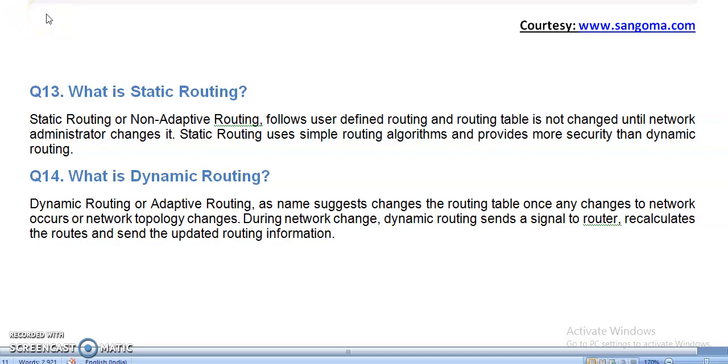So it means, when we are talking about static routing, the routing remains the same. No matter whatever happens, it will follow the same routing protocols. Whereas in dynamic routing, the routing will be changed according to the network topology or if there is any change in any sort of routing table.